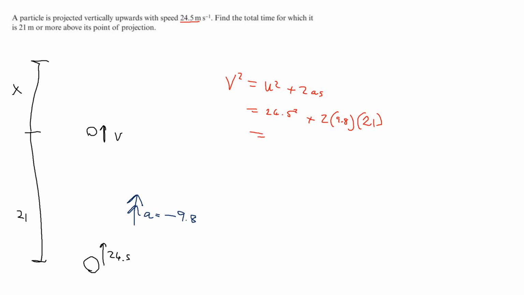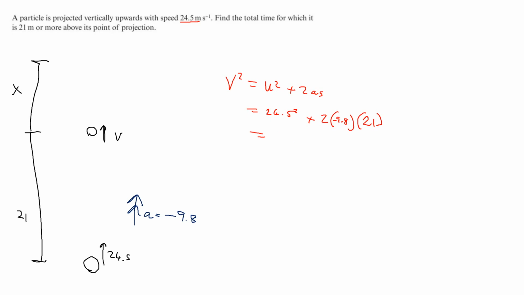Okay? Now we can plug that into our calculator. So 24.5 squared plus 2 times 9.8 times 21. I get a syntax error. Why is that a syntax error? Okay, perfect. Sorted it out. I get 1.11185. Oh, sorry. No, that's wrong. That should be minus. I get 188. There we go.